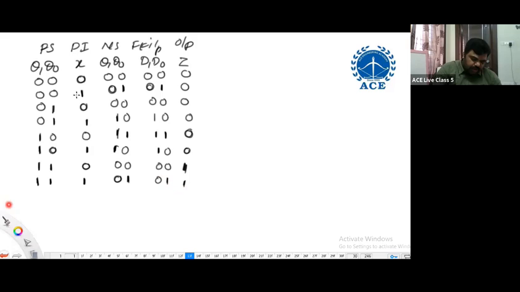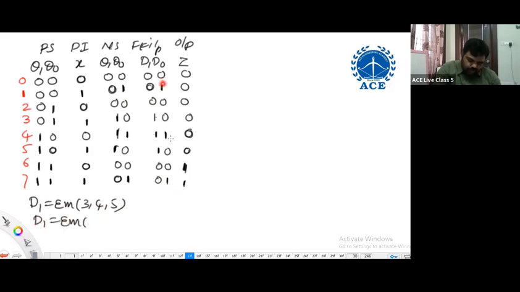For Q1, Q0, X, if I give input combinations of 0, 1, 2, 3, 4, 5, 6, 7. Now, what is the expression for D1? Sigma M of 3, 4, 5. And D1 is equal to sigma M of 1, 4, 7. Z is equal to sigma M of 6 and 7.